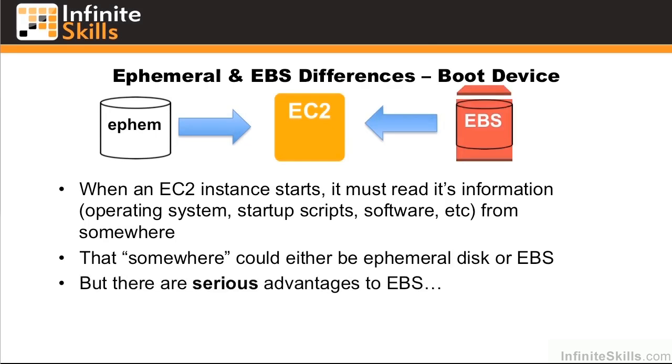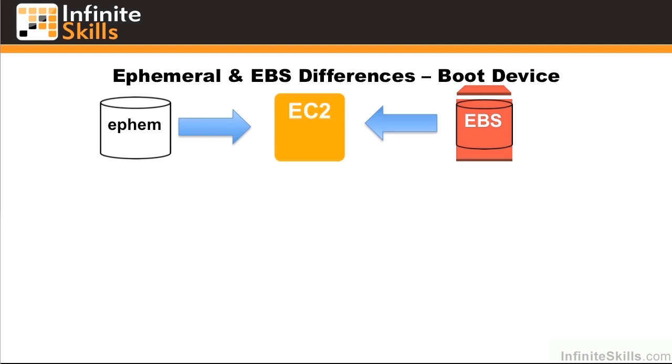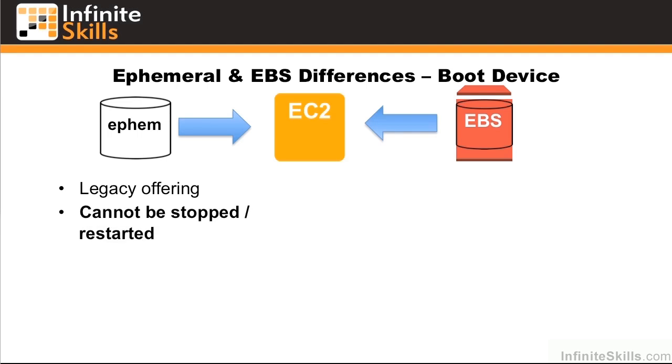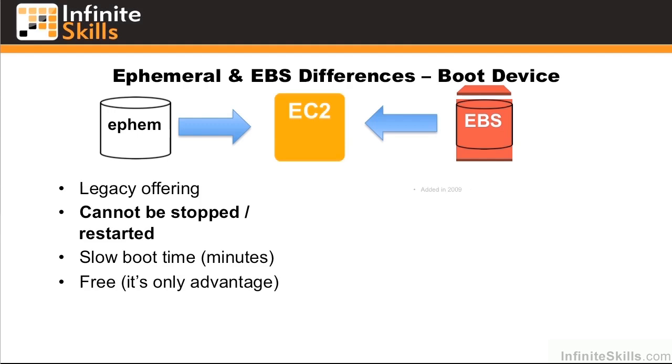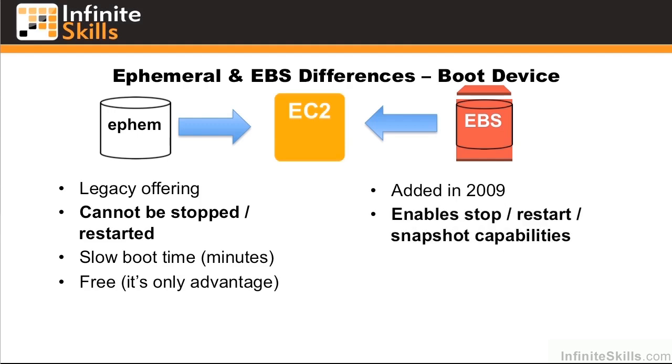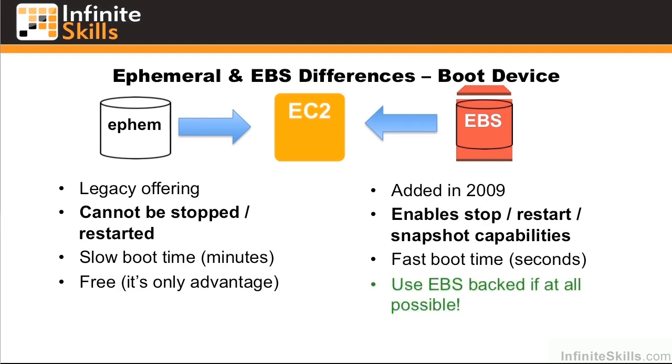But there are very serious advantages to using EBS for the boot drive. Let's look at some of these. Ephemeral is a legacy offering. It cannot be stopped or restarted. Its lifetime is tied to the instance itself. It has a very slow boot time, which is typically measured in minutes, and it's free, which is its only advantage. EBS, on the other hand, was added in 2009. It enables stop, restart, and snapshot capabilities. It has a very fast boot time, which is typically measured in seconds or dozens of seconds. The thing to note here is that if at all possible, you probably want EBS backed.